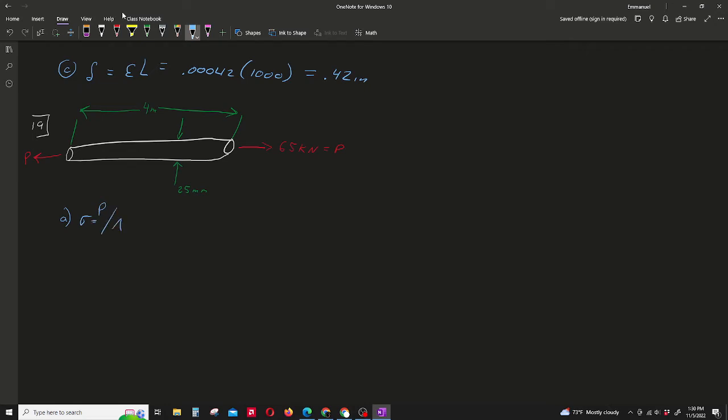equals P over A. P, 65 kilonewtons, remember that's 65,000. A is going to be 0.7854 times D squared. And so therefore we get 132.4.